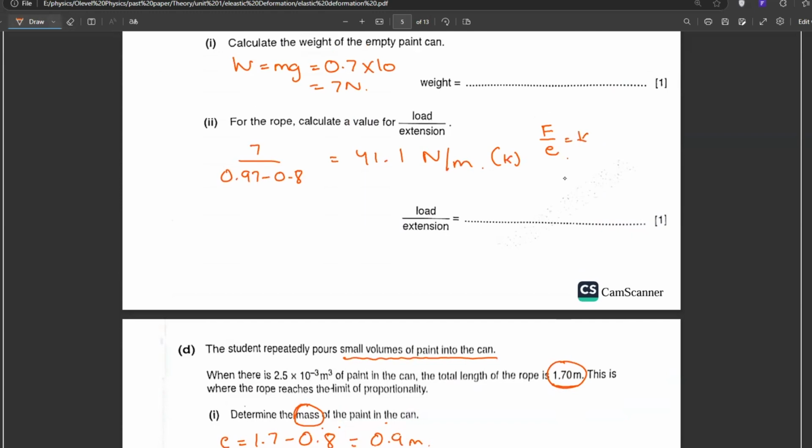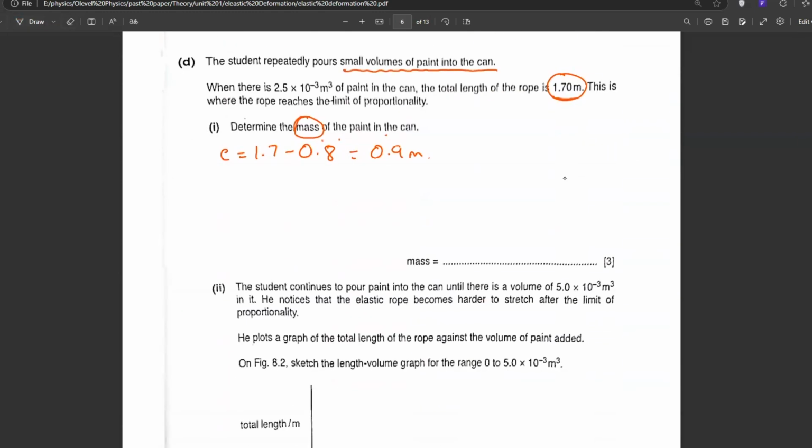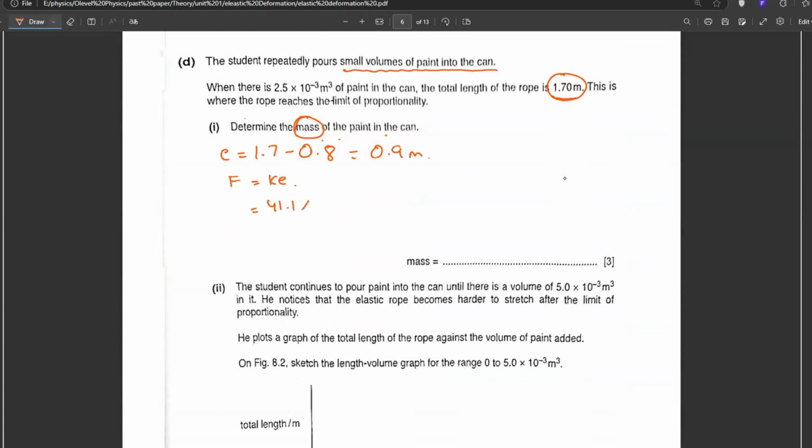That is K. If you have the spring constant and the extension, can you calculate the force? Yes. Force is equal to K times e. What is your spring constant? 41.1. What is your extension? 0.9. 0.9 multiplied by 41.1 comes out to be 36.99 Newton. Obviously, this can be written as 37 Newton. This is the force.